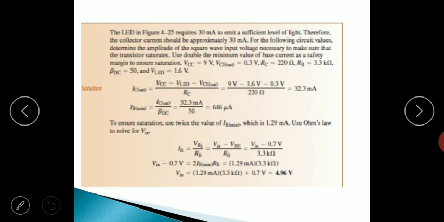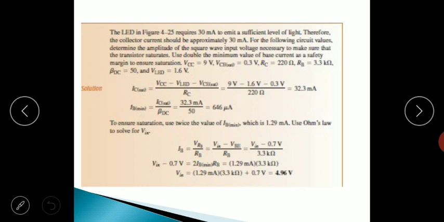Now there is one more example shown here. It is mentioned the LED used requires 30 milliampere to emit sufficient level of light. Determine the amplitude of square wave input necessary to make sure that the transistor is in saturation state. Use double the minimum value of base current required to ensure saturation, and also assume VCE is equal to 0.3 volt.